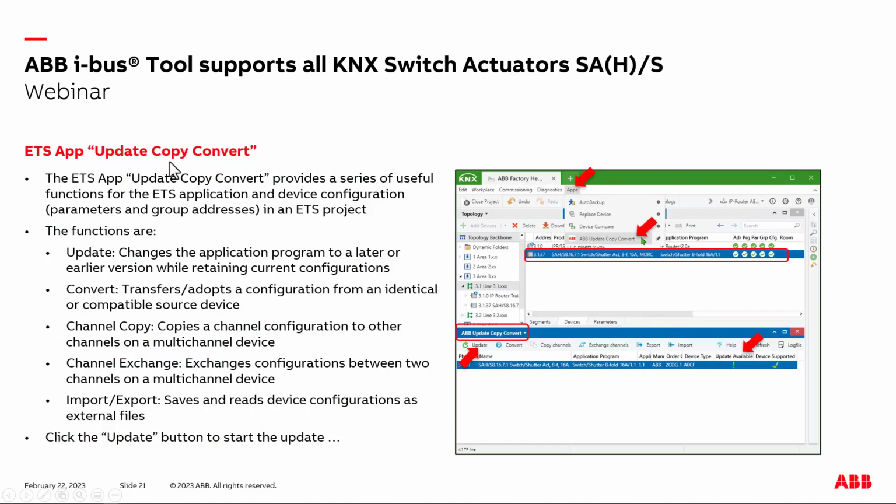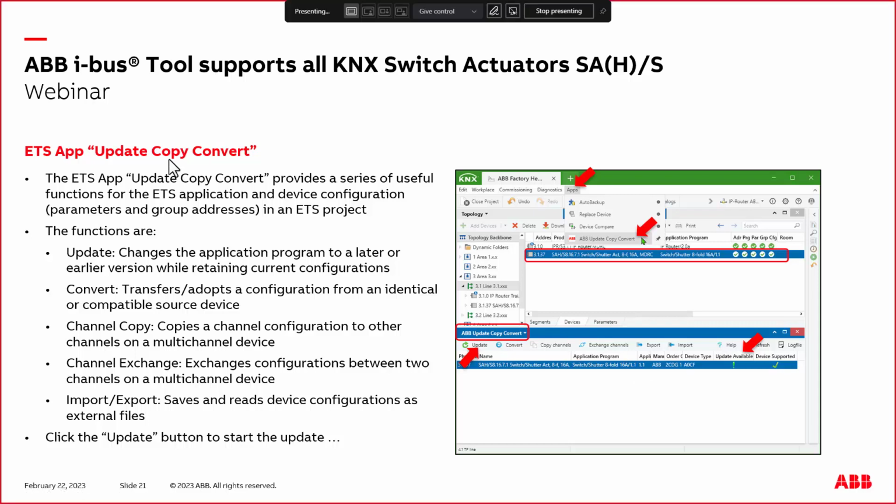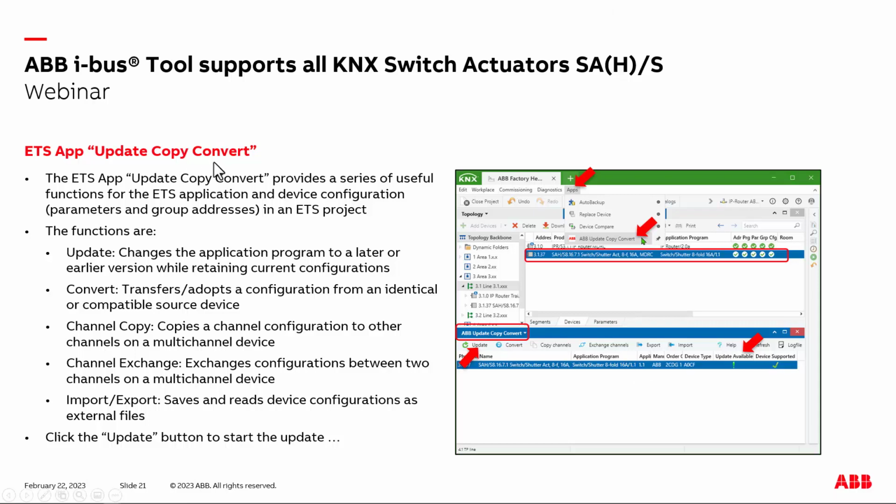Then the next step: we have to update the ETS application from version 1.0 or 1.1 to the latest version 1.2. You can use our app ETS update and copy convert. It means not only update, we can do more. With the update function, we can update the application from 1.1 or 1.0 to version 1.2, including the linked group addresses and the parameter settings. Additionally, we can convert the application.